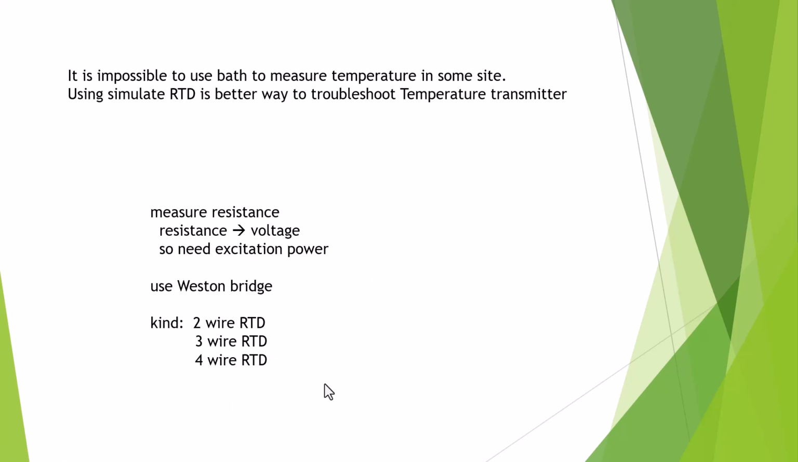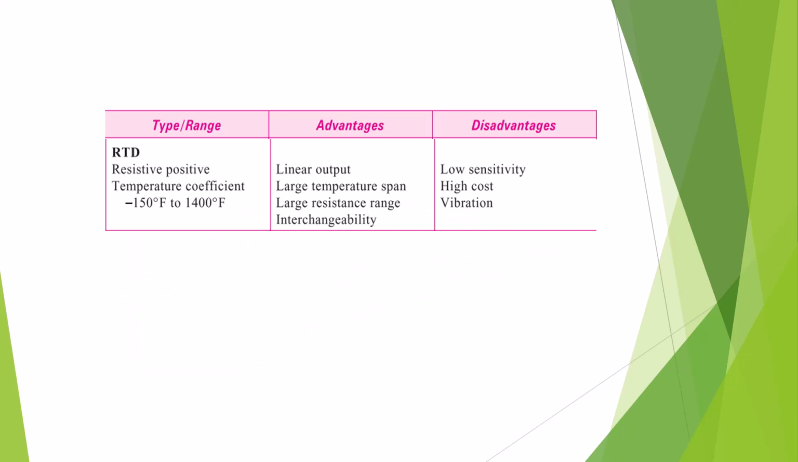We use three kinds of RTD: 2-wire RTD, 3-wire RTD, and 4-wire RTD. The 3-wire RTD is very popular, but the 4-wire RTD is more expensive and used in the lab. RTD has advantages and disadvantages. RTD is mostly used to measure low temperature, for example below 600 degrees. If you're above 800 degrees, we must use a thermocouple.